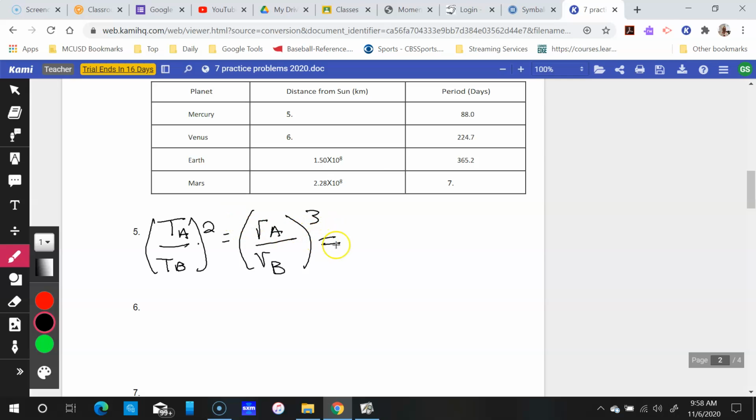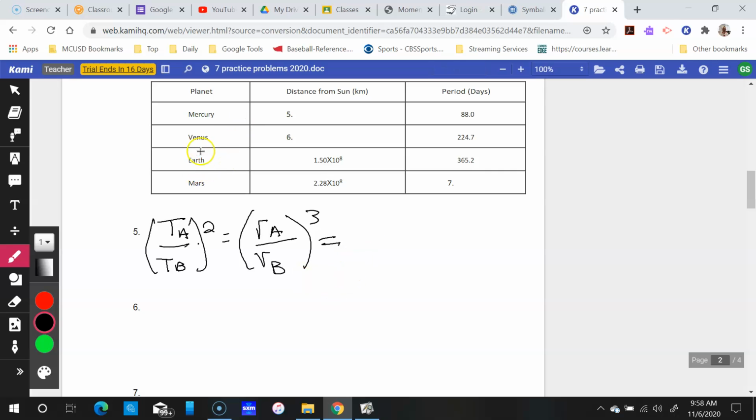So here is Kepler's third law. You have the period of one object over the period of another object, and those would be squared. And then you'd have the radius of object A over the radius of object B, and those are cubed. So that's the equation for the third law.